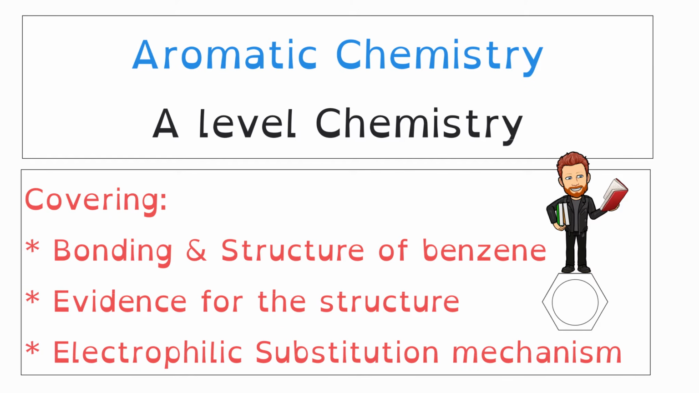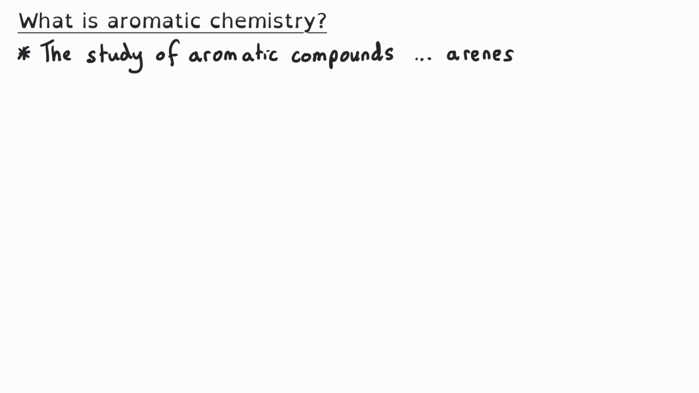Hello and welcome to this A-level chemistry explanation video about aromatic chemistry. We'll start by looking at the bonding and structure of benzene and also the evidence that allowed us to arrive at this structure. And we'll finish by exploring the electrophilic substitution mechanism with two specific examples that you need to know about. Aromatic chemistry is the study of aromatic compounds, also known as arenes.